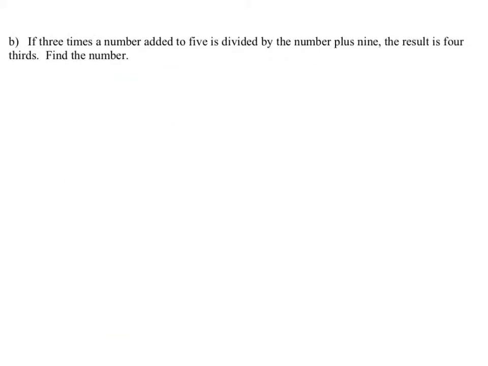Let's use a proportion to solve this word problem. If 3 times a number added to 5 is divided by the number plus 9, the result is 4/3. Find the number. We're going to translate the written words in the sentence into the algebraic equation. 3 times a number is 3x added to 5 plus 5. When that is divided by the number plus 9, x plus 9, the result, that means it's equal to 4/3.